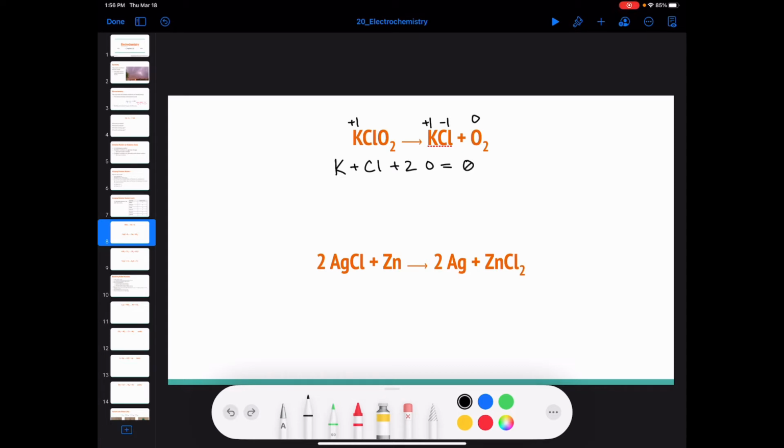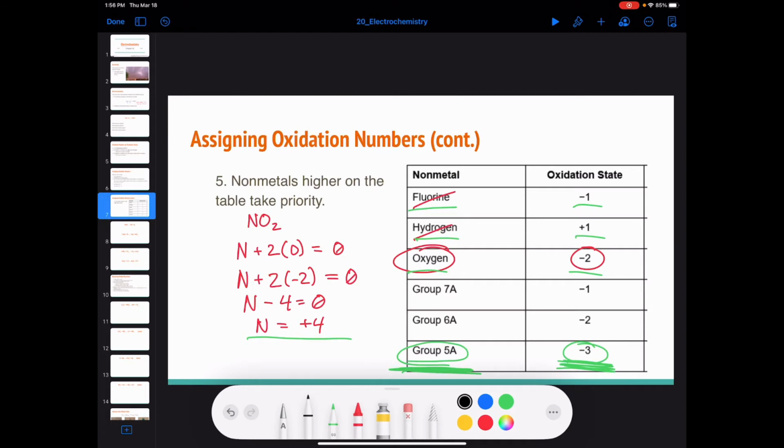Okay, so we've already decided that potassium gets a +1, okay? So now who's next? Chlorine versus oxygen. Let's go to rule number 5. Let me erase some of this stuff just so it's out of the way. So chlorine versus oxygen. Well, let's start with fluorine at the top. Nope, hydrogen. Oop, oxygen comes next.